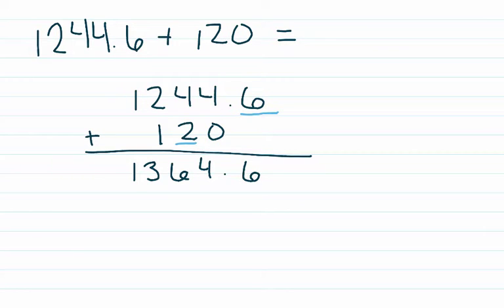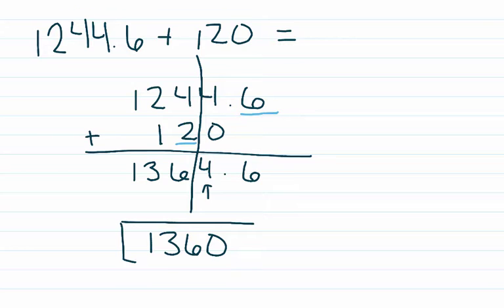1,364.6, and we will round to the same place as our least accurate number. So we need to round, in this case, to the tenths place. Since 4 right here is less than 5, we'll round down, so 1360. Now you'll note this is not 136, this is 1360. We still need to keep this placeholder 0.